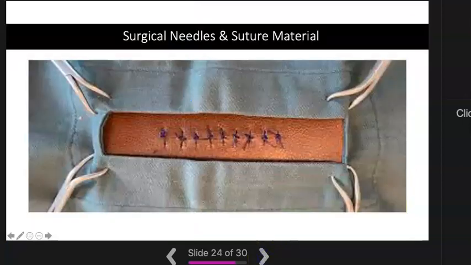We will briefly discuss surgical needles and suture material. Surgical needles are the needles used to deliver the suture material through the skin in an attempt to seal a surgical incision. Once stitches are in place, the body's natural healing ability will take over to heal the wound created.